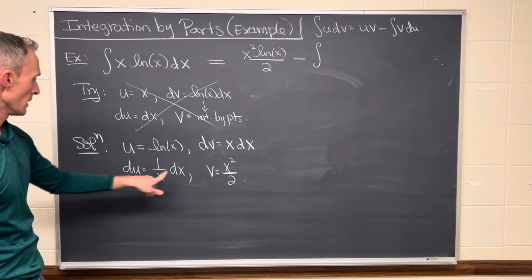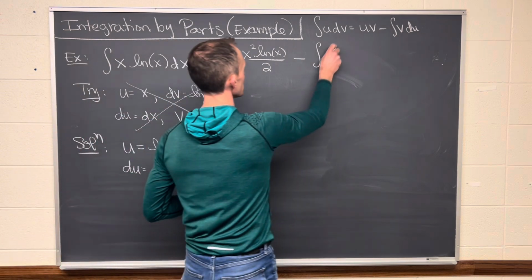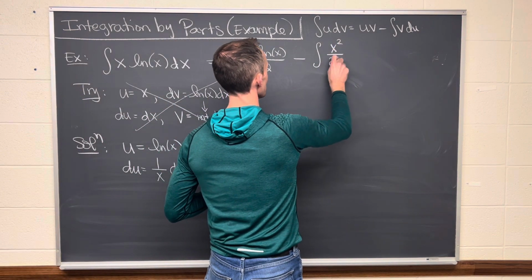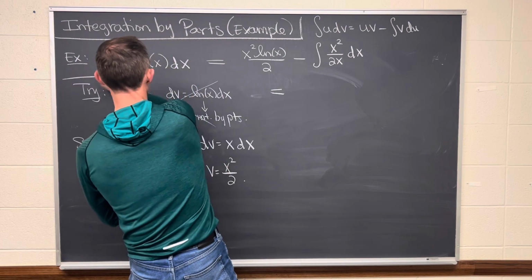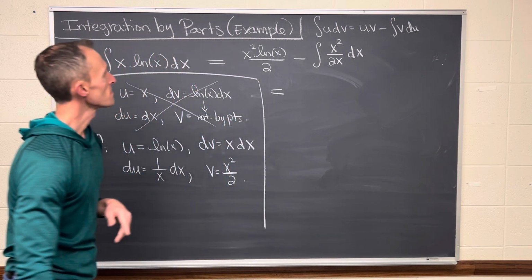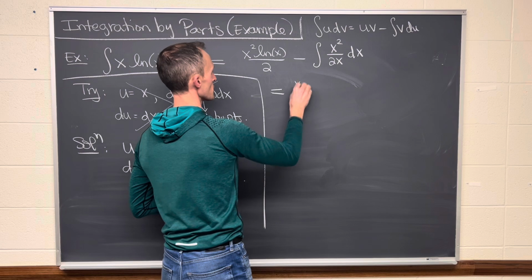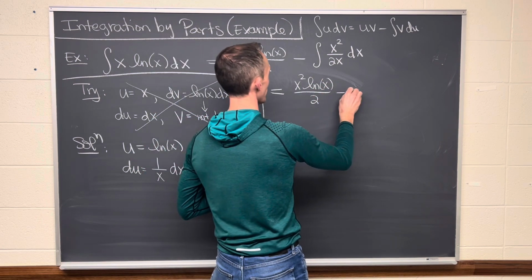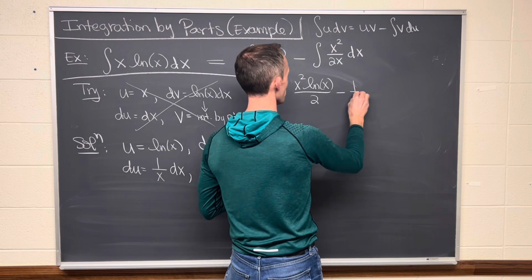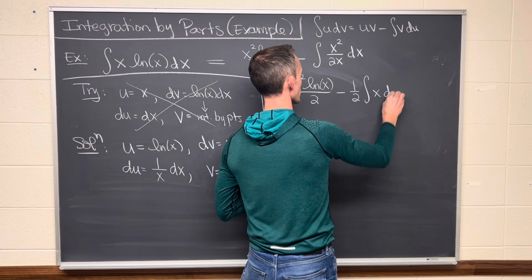So what am I going to get here? X squared over 2x dx. My x's cancel, so let's separate this out a little bit. I'm going to get x squared natural log x all over 2 minus 1/2 integral of x dx.